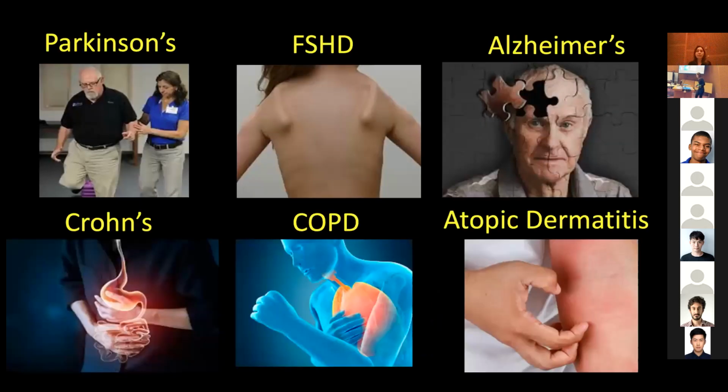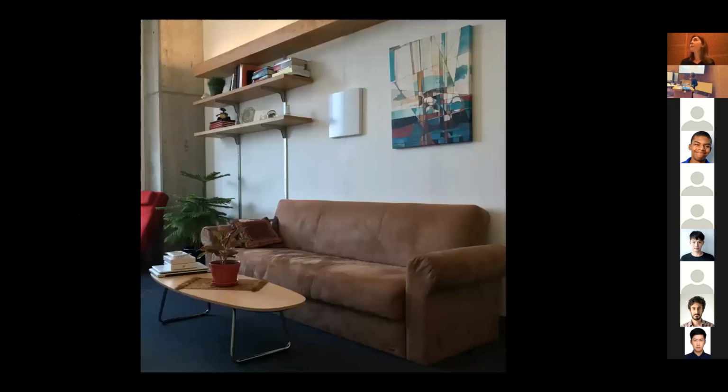So over the last 2 years, we have been working with doctors, pharmaceutical companies, and many stakeholders in healthcare on a variety of diseases, including Parkinson's, Alzheimer's, rare diseases such as FSHD, autoimmune diseases such as Crohn's, and also atopic dermatitis. And I'm going to tell you now about some of the results with actual patients in their homes.